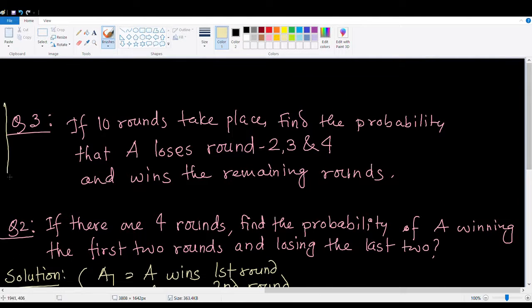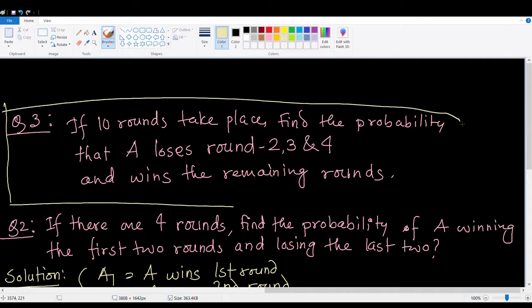All right. Okay, so another question that I want to give you to solve by yourself, and that is the question here. Read it. Question 3 states that if 10 rounds take place, find the probability that A loses rounds 2, 3, and 4 and wins the remaining rounds. So A has to lose the second, third, and fourth round and win the remaining rounds. So we need to find the probability for all 10 rounds together.